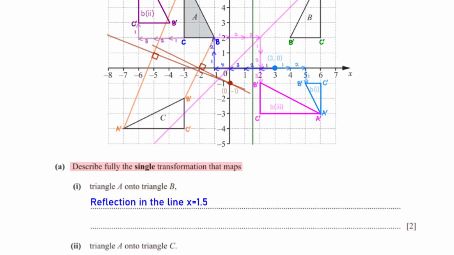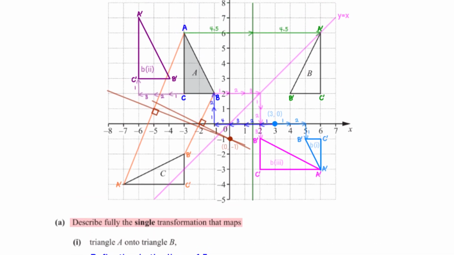Describe fully the single transformation that maps triangle A onto triangle C. When we look at triangles A and C, we can tell straight away that this is a rotation 90 degrees in the anti-clockwise direction.